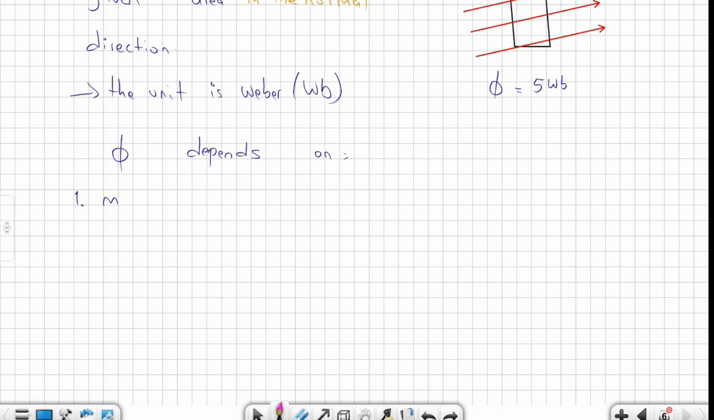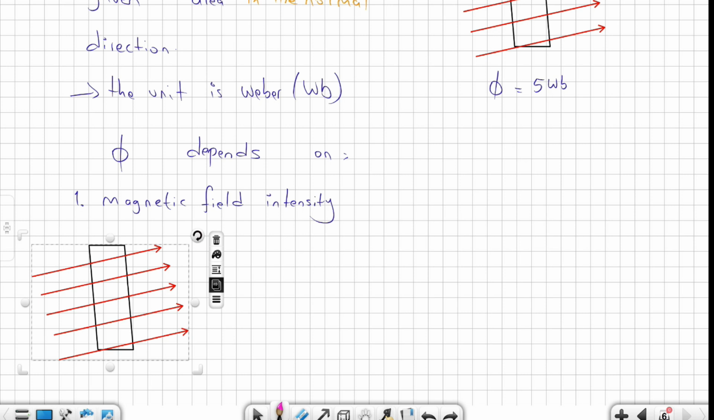Magnetic flux depends on three factors. The first one is the magnetic field itself. As magnetic field increases, magnetic flux also increases. Let us have two examples.